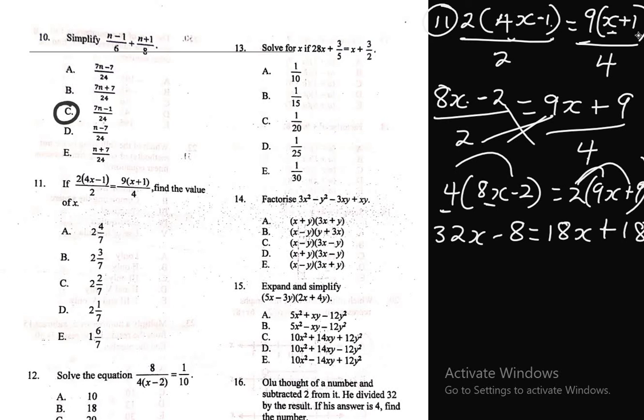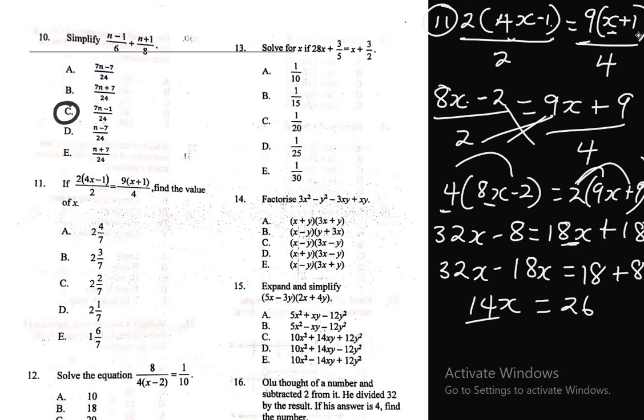Collect like terms. 32x, move 18x to the left as it crosses equal to sign, it changes to minus 18x. Equal to 18, move minus 8 to the right, it changes to plus 8. 32x minus 18x will give us 14x equal to 18 plus 8, 26. Now divide both sides by 14. 14 here 1, 14 here 1.